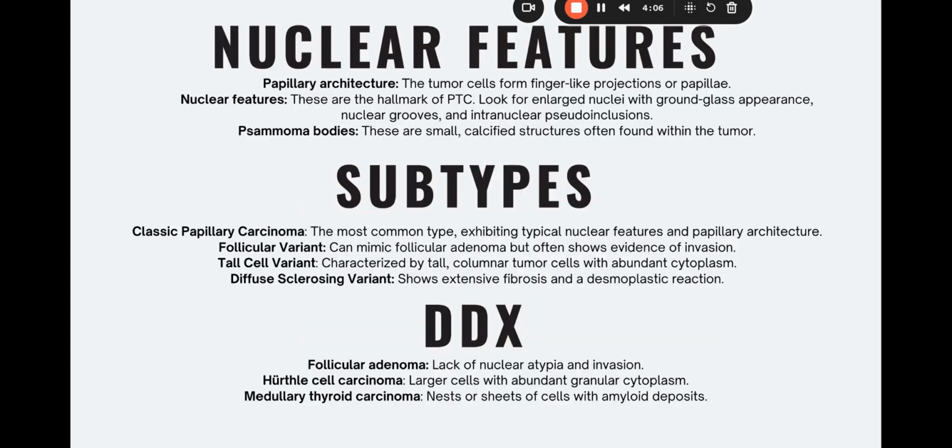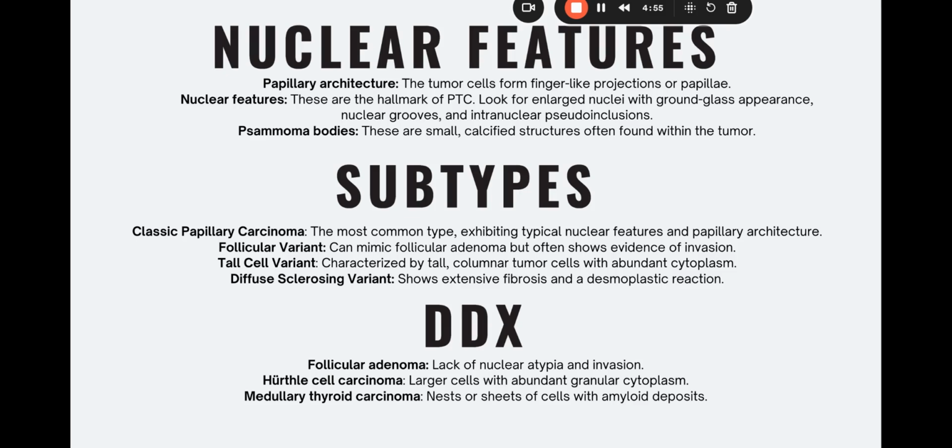Broad overview, when we think about nuclear features, that's very important for PTC. We're looking for that papillary architecture. So again, those finger-like projections. Nuclear features that are important are going to be the ground glass appearance of the nuclei, and nuclear grooves or coffee bean kind of appearance, or intranuclear pseudo-inclusions. And then we also have psammoma bodies. So these are small calcified structures, often found within the tumor. So those are important to look for as well.